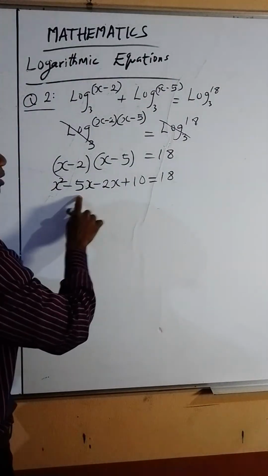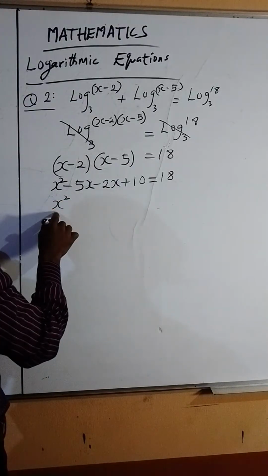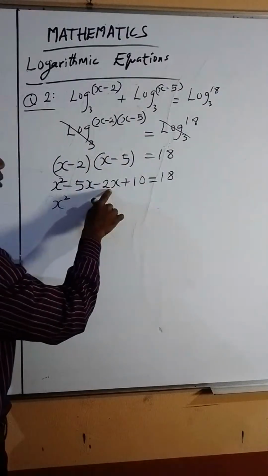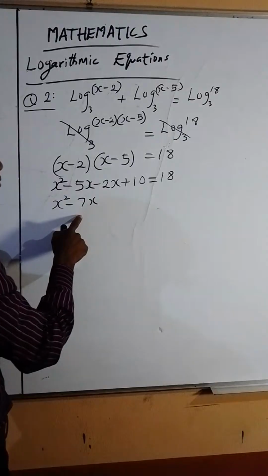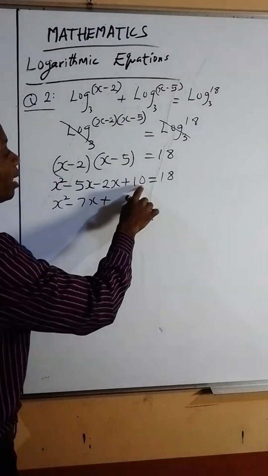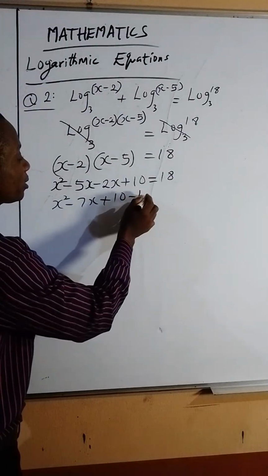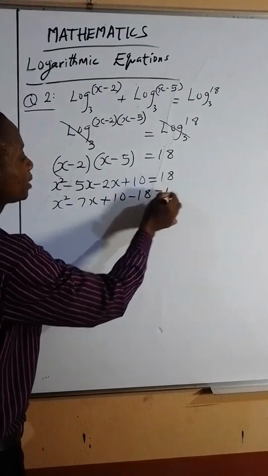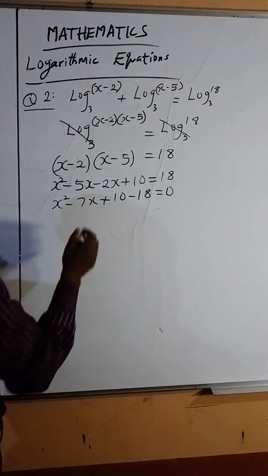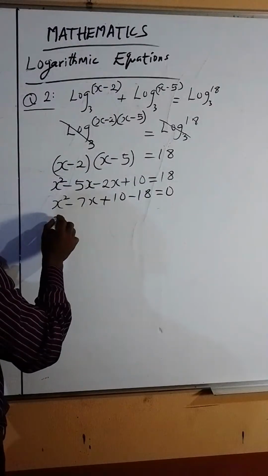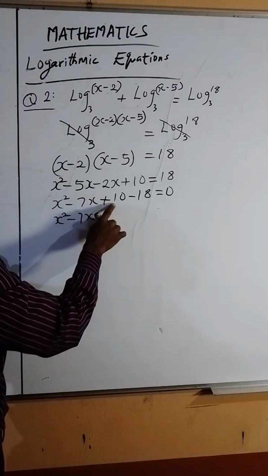So we can simplify this as well, like we did in the first question. So we have x squared, minus 5x minus 2x is minus 7x. Then plus 10 minus 18 equated to 0. So this is equal to 0. Then we are going to have x squared minus 7x, then plus and minus.